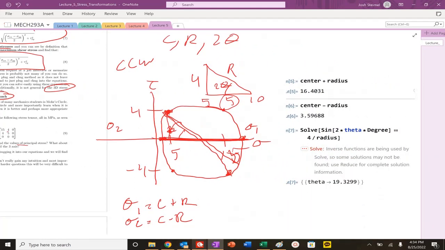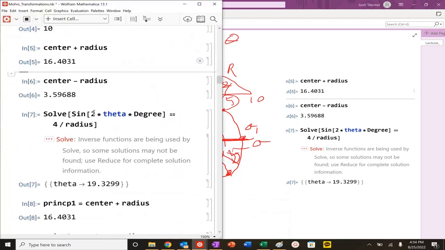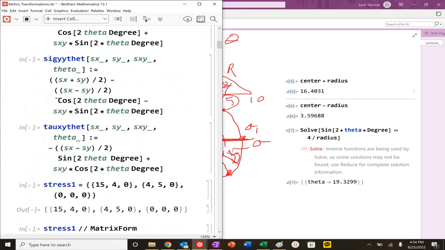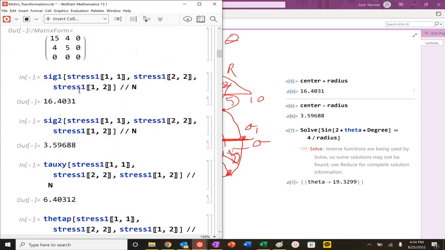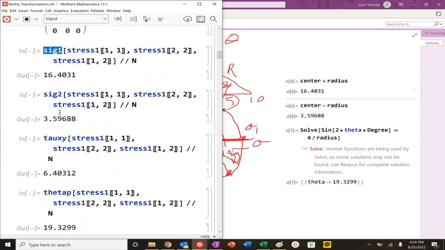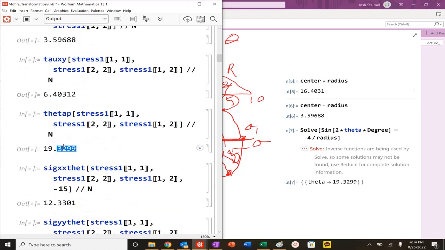I'm fancy. So let's go back to our plug and chug approach. Our plug and chug told us sigma 1 was 16.4. Sigma 2 was 3.596. Great. Theta, we'll come back to this maximum shear stress in a second, but look at my theta principal, 19.3 degrees. Fantastic, right? I get the same exact answer.